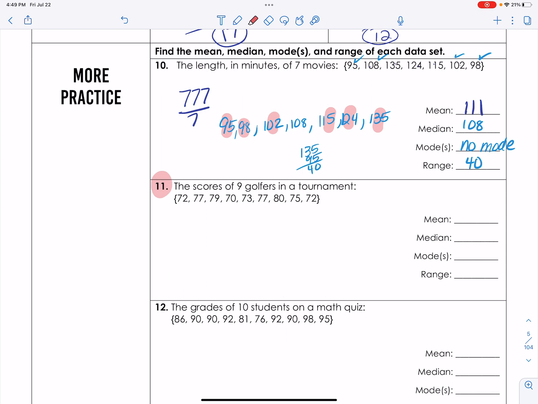Okay? All right, so I would like you to pause the video, and I would like you just to try number 11. Pause, try it. So I do 72 plus 77 plus 79 plus 70 plus 73 plus 77 plus 80 plus 75 plus 72, and I get 675. And I have 1, 2, 3, 4, 5, 6, 7, 8, 9.